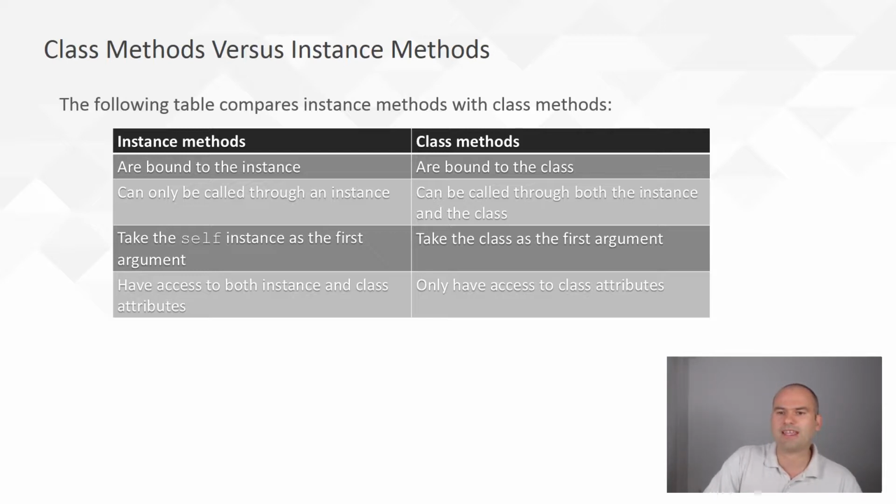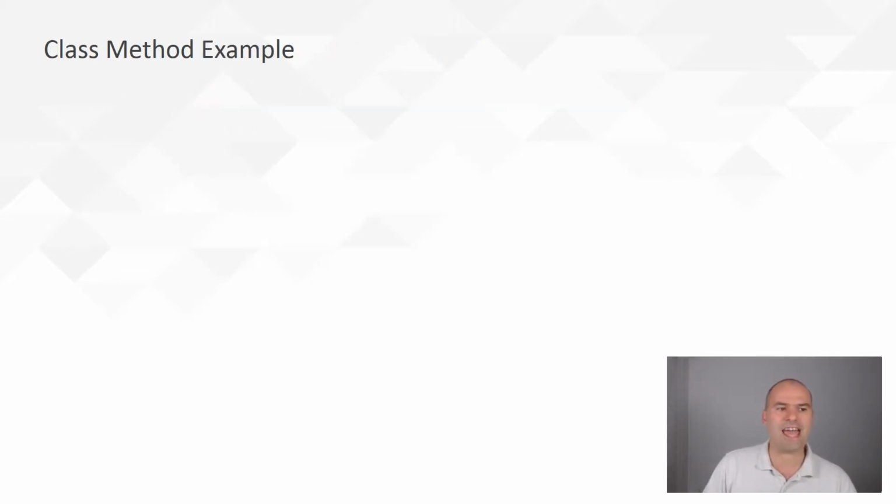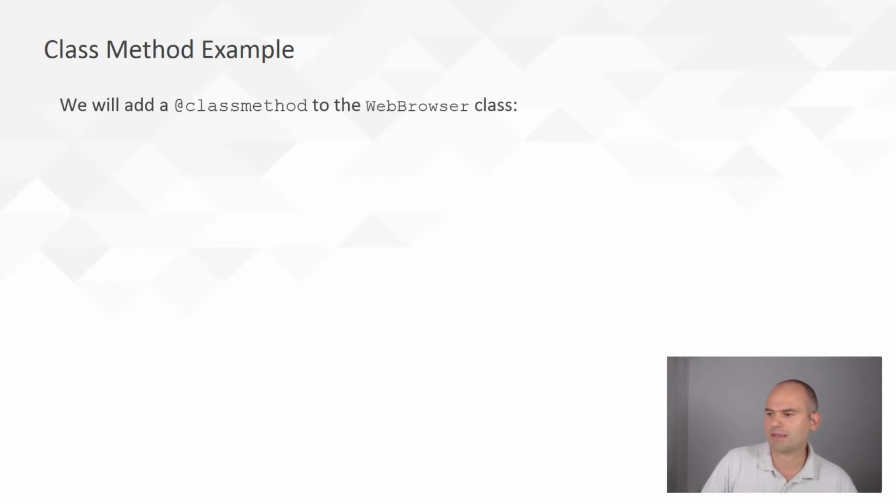Instance methods take self as the first argument. So when you're writing the class, your instance methods, if you're changing attributes, will use self.attribute. And class methods take the class, cls, as the first argument. Instance methods have access to both instance and class attributes, whereas class methods have access only to class attributes. So let's have a look at an example of a class method.